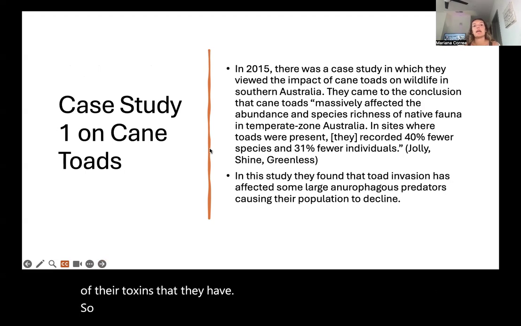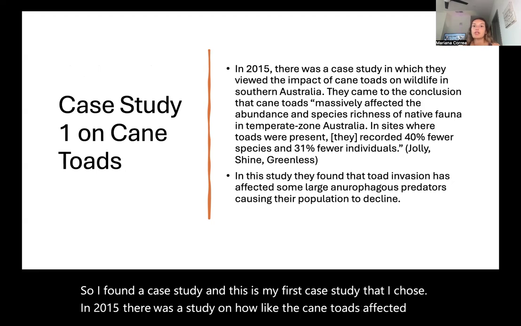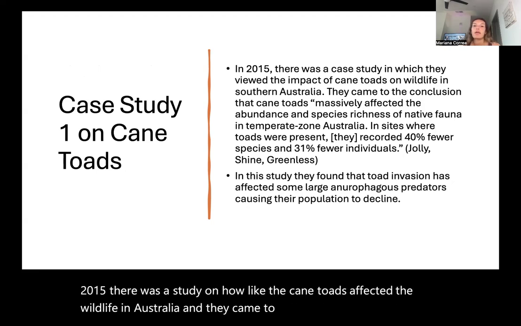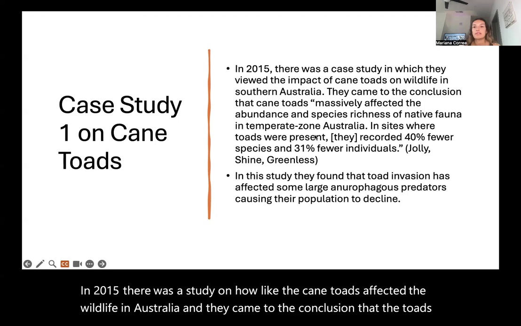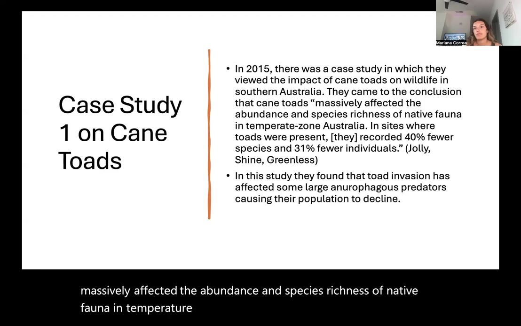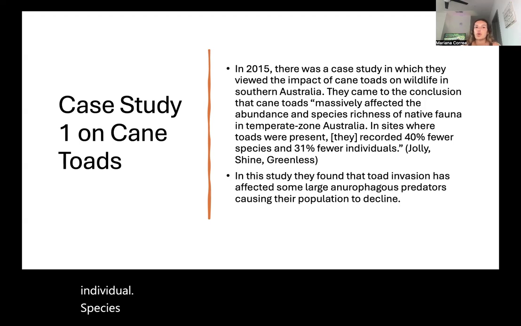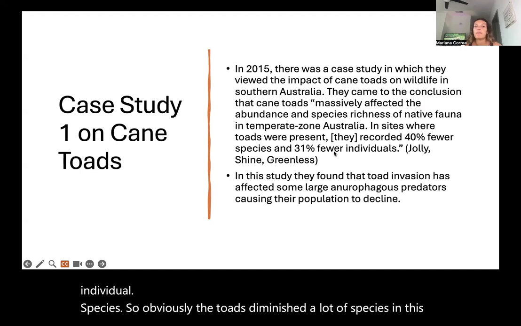I found a case study, and this is my first case study that I chose. In 2015, there was a study on how cane toads affected the wildlife in Australia, and they concluded that the toads massively affected the abundance and species richness of native fauna in temperate zone Australia. In the sites where the toads were present, they recorded 40% fewer species and 31% fewer individuals. So obviously the toads diminished a lot of species in this zone of Australia.